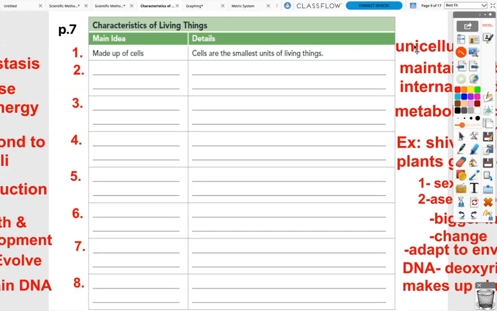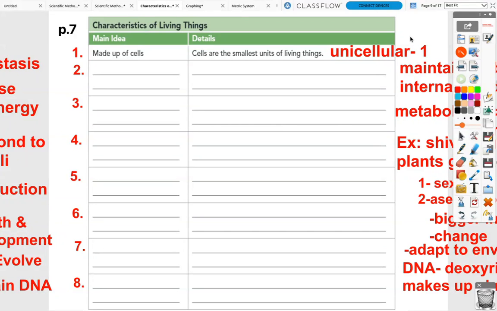Now, cells are the smallest units of living things. I'm going to put this to the side. It really only takes one cell to be considered living. So, a one celled organism is called a unicellular organism. Uni means one. If you were to ride a unicycle, it's a bicycle, but with just one wheel. So unicellular, uni referring to one, that's just one cell. So really, to be considered a living thing, you only have to have one cell.